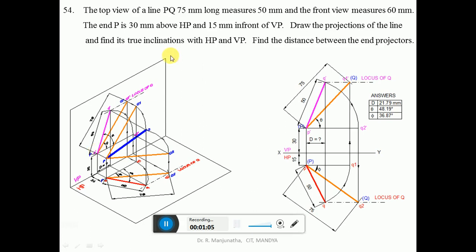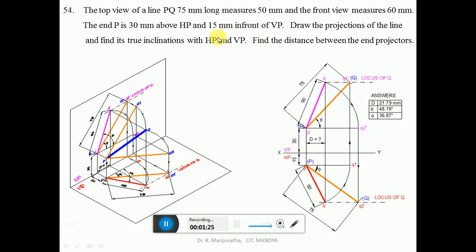Then when you look from the top view, we can see the distance in front of VP, that is this distance, which will be 15 mm. And when it is projected onto the top view, that is on the horizontal plane, you are going to get this point, which will be 15 mm in front of VP, which will be small p.